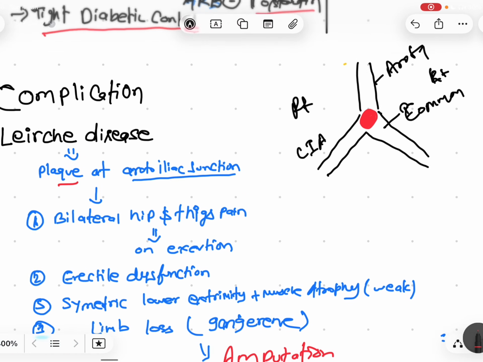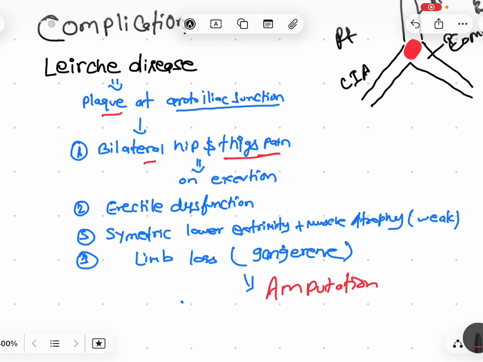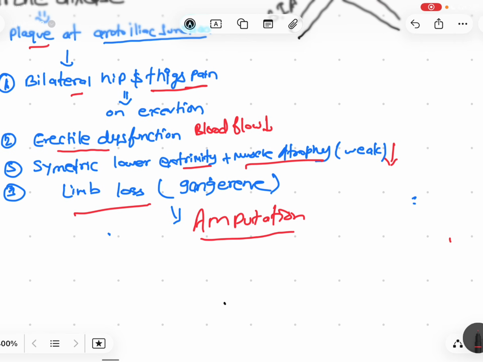So it's so dangerous. What can it cause? Bilateral hip and thigh pain when we walk or run. The second thing it causes is ED, erectile dysfunction, because of less blood flow. Blood flow is very low in the lower extremities. Muscle gets weakened, muscle atrophy, and we lose muscle strength. Limb loss is also there because of gangrene. Gangrene means death of tissue. So here we do the procedure of amputation.